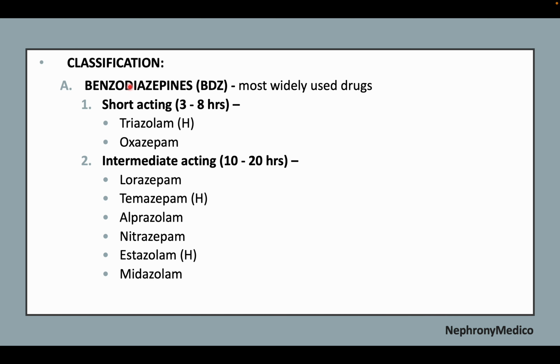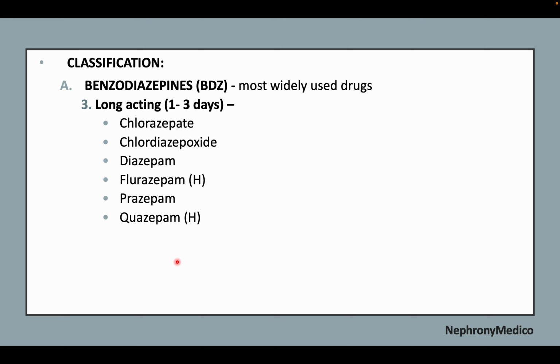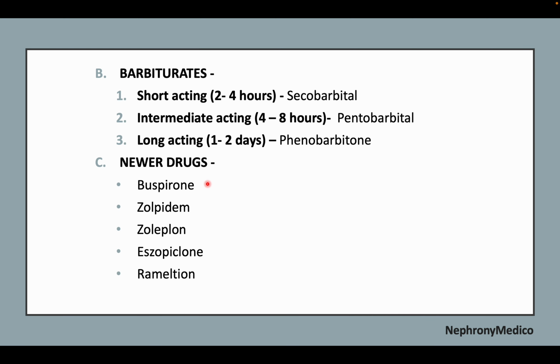Classification of drugs. Benzodiazepines, which may be short acting like triazolam, oxazepam, or intermediate acting like lorazepam, temazepam, alprazolam, midazolam, or long acting like clorazepate, chlordiazepoxide, diazepam, flurazepam, or barbiturates, which include short acting barbiturates like secobarbital, intermediate acting like amobarbital, and long acting like phenobarbital.